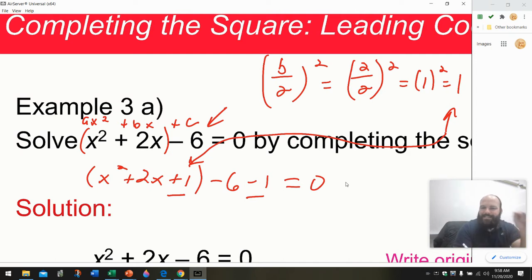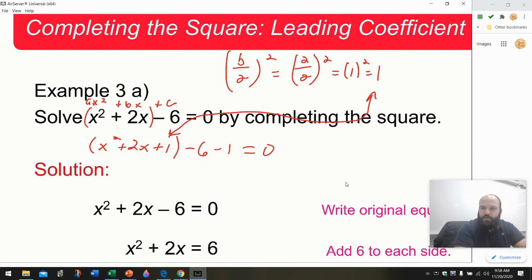We can't add something without taking away on the same side unless we want to change the equation, which is not what we want to do. Okay, so we added 1 on the inside and we subtracted 1 on the outside. Okay, now we need to clean this up, but we're also going to factor this.